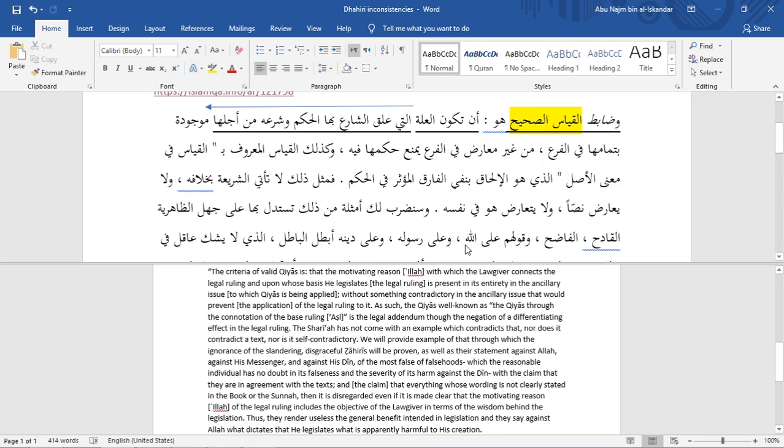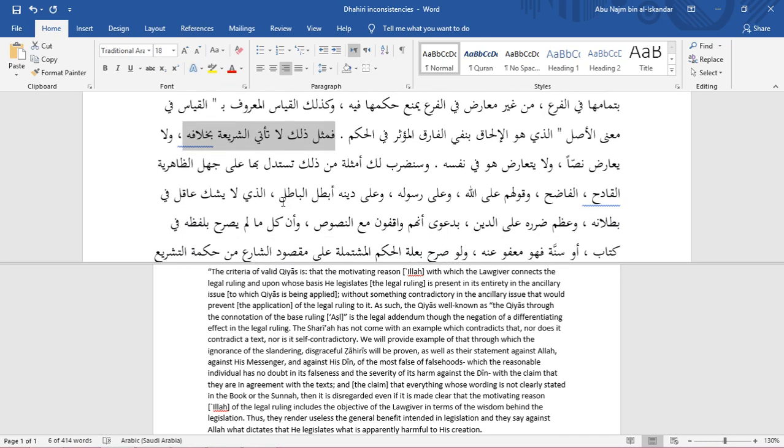Their statement against Allah and against His Messenger and against His Deen is the most false of falsehoods. Okay? So he's saying that this rejection of theirs is among the most false of falsehoods, which the reasonable individual does not doubt in its falseness, its batlan, and the severity of its harm against the deen.